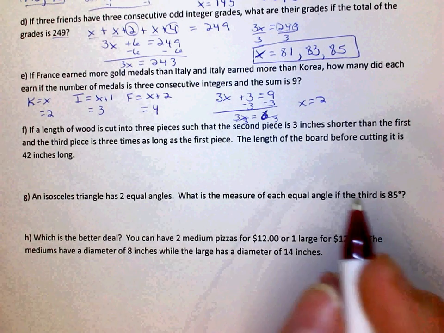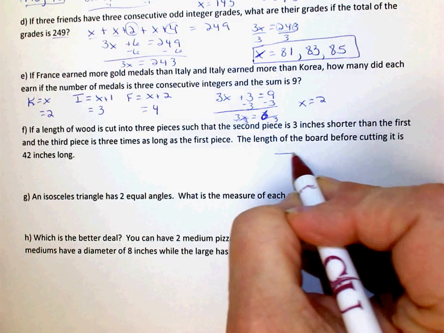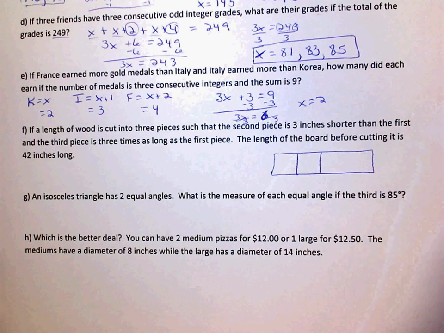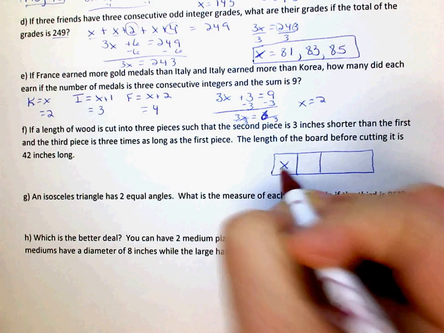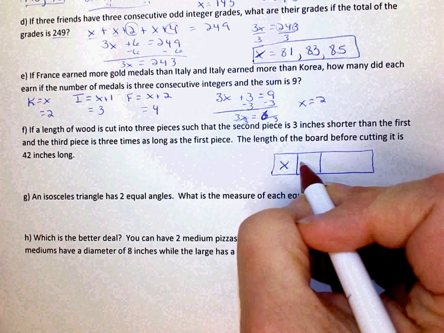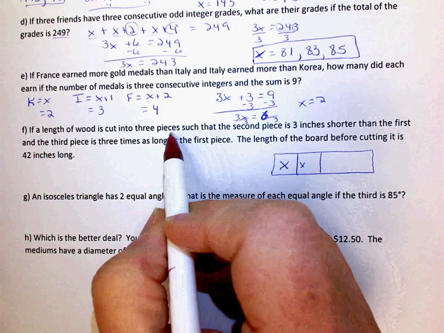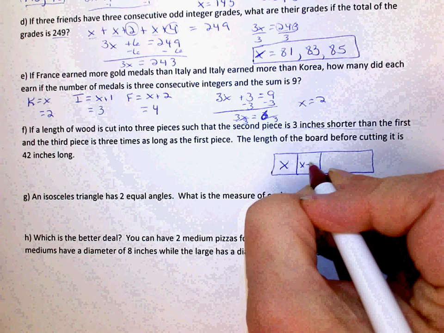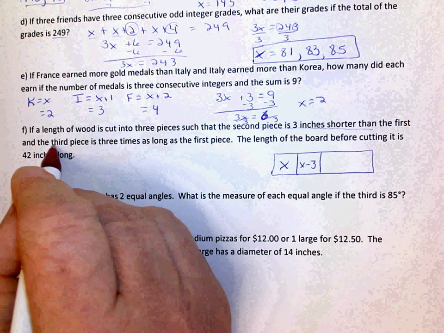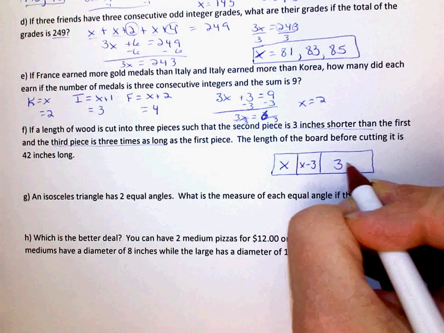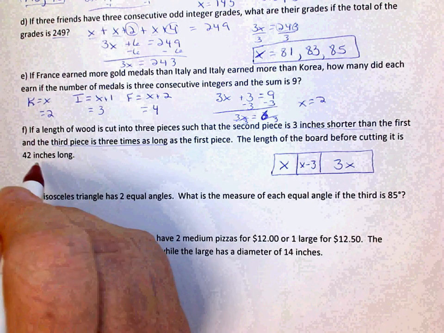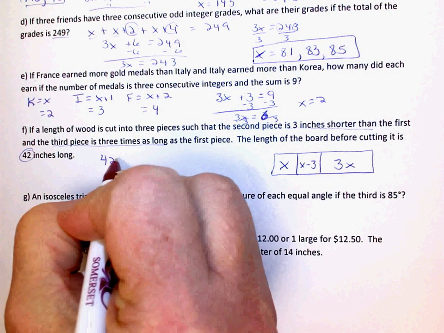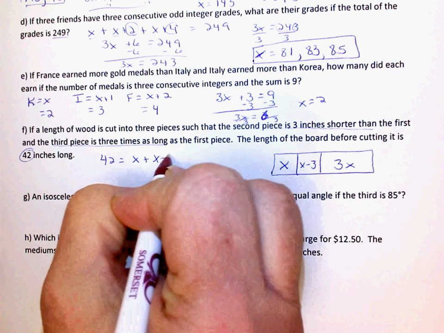Number next. And I love this problem because it's always drawn out for you. So it's never ever a big deal. They show a picture that has x in the first piece, and even though it said it, such that the second piece is 3 inches shorter, which means x minus 3. And then the third piece is 3 times as long, so that's 3x. And all together, it's 42 inches. So we say 42 equals x plus x minus 3 plus 3x.